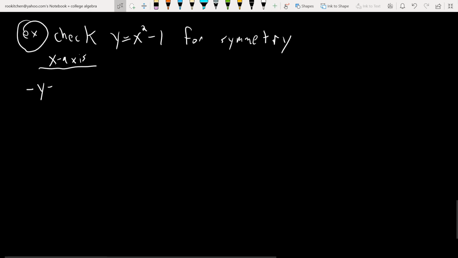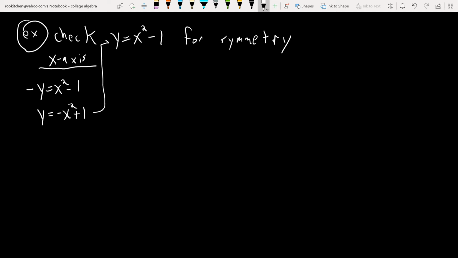So I have negative y is x squared minus 1. Then I try to manipulate this equation to put it into the original form if I can. The original form has positive y equals. So I can multiply both sides by negative 1, but I end up with y equals negative x squared plus 1. That's not the same as the original equation. So you compare and contrast. Therefore, this does not have x-axis symmetry.